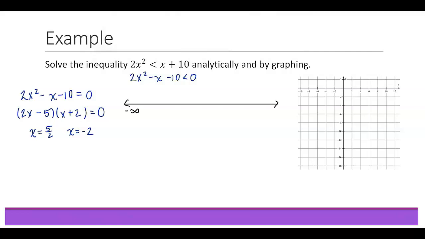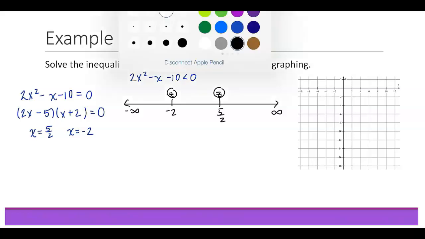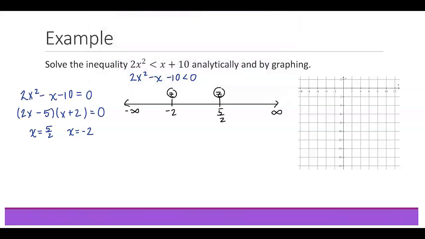So my domain of any quadratic, negative infinity to infinity, I'm going to put negative 2, positive 5 over 2, remind myself that these were zeros. And then what we're interested in is figuring out, well, over each interval, what is happening. So we have to pick a test point in each interval to determine the sign of the function.